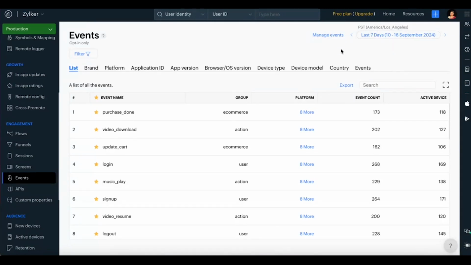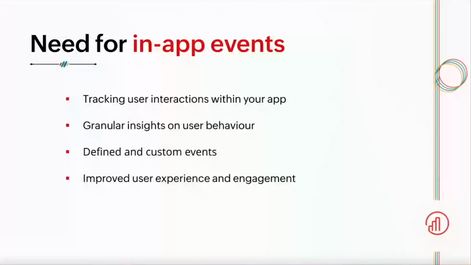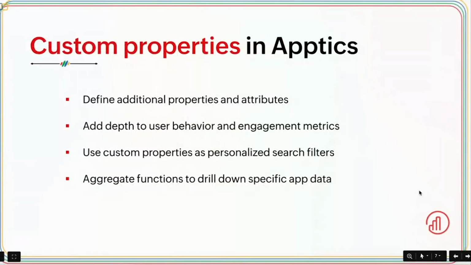So this is all about the events module in Aptics, and this is how you can view the stats and drill down data based on the default filters in events. This is how the events module looks, and we have come to the end of the first segment about events. Let's move on to the next segment, which is about custom properties.